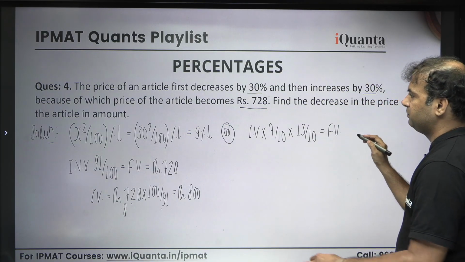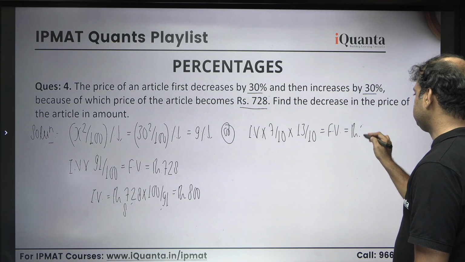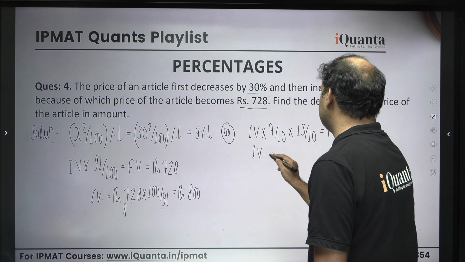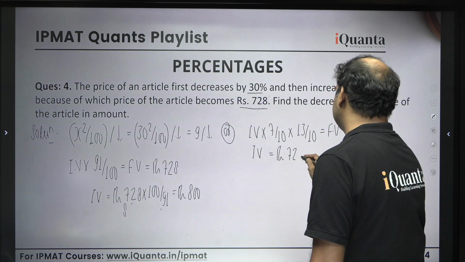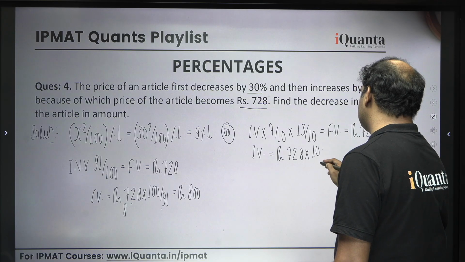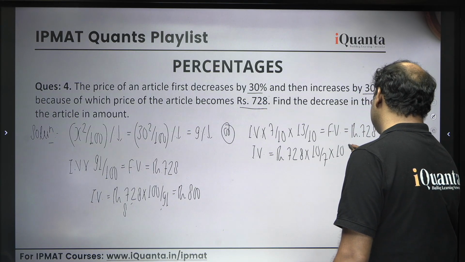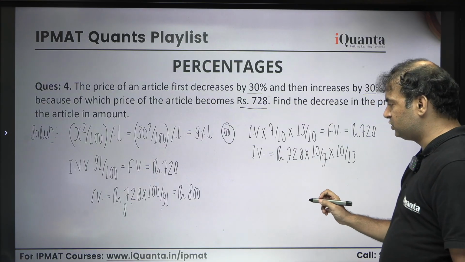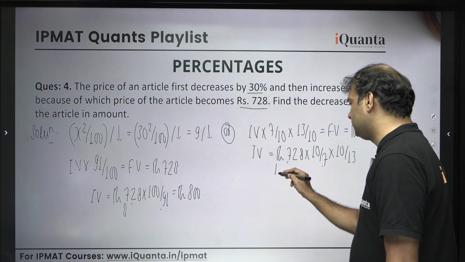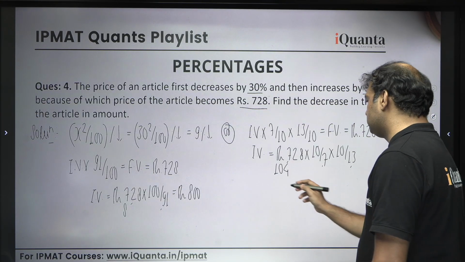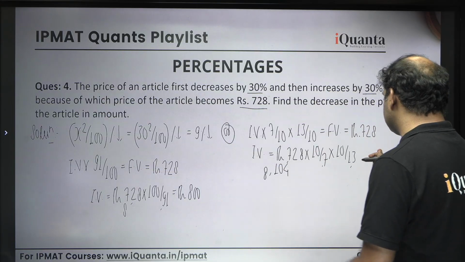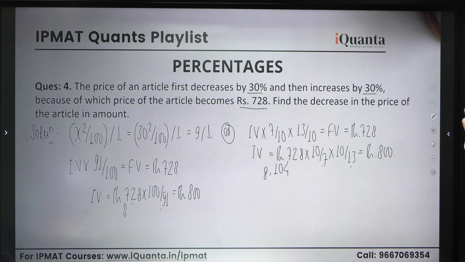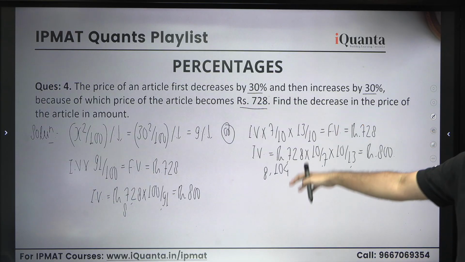Final value is how much? 728. Now we can say initial value is 728 into 10 by 7 into 10 by 13, all right? Now guys, 728 by 4 we can say is how much? That should be 104, right? Now 104 upon 13 is 8. Now 8 into 10 is rupees 800. So we can say the initial value is 800 and the final value is 728.